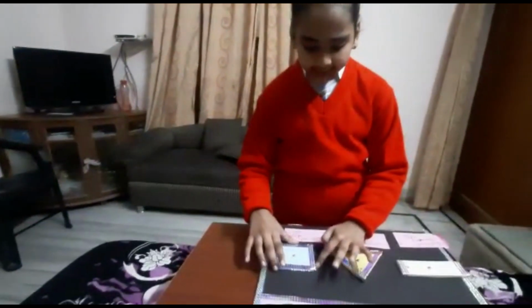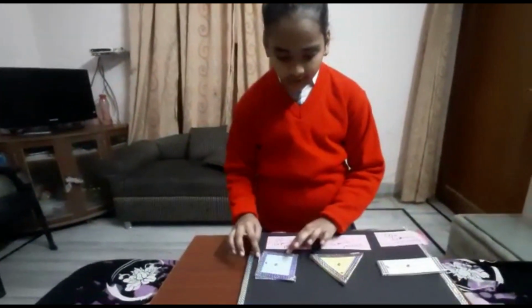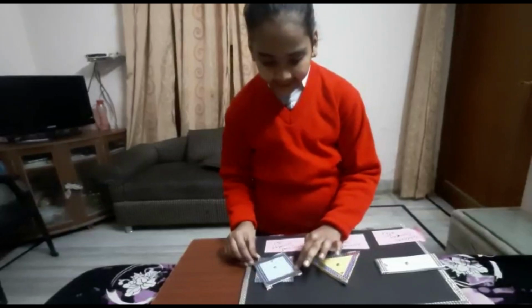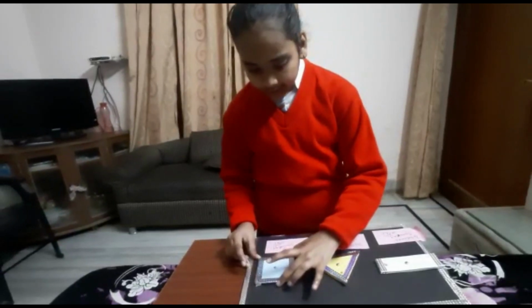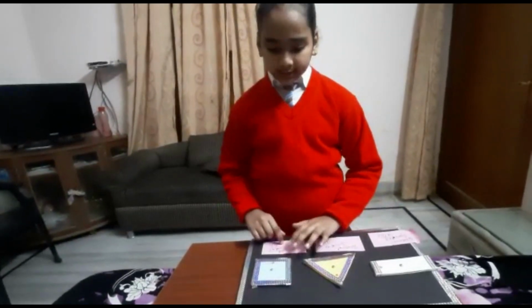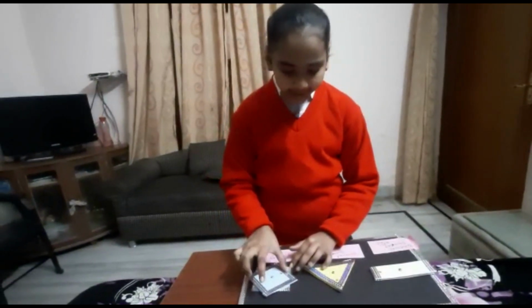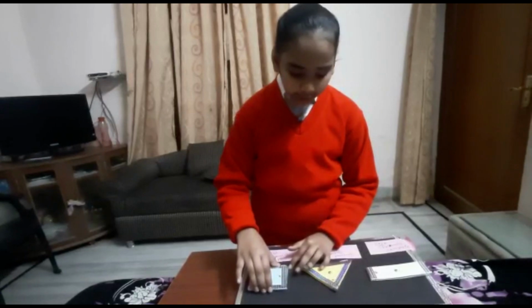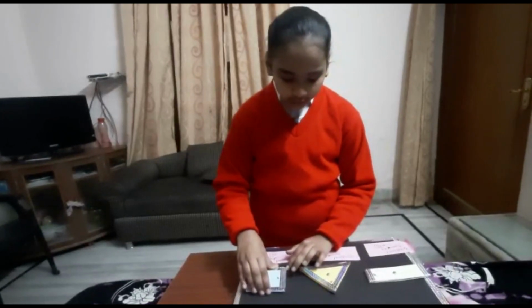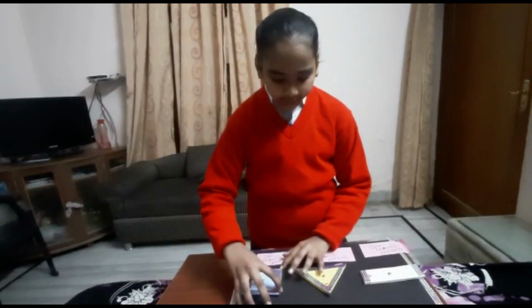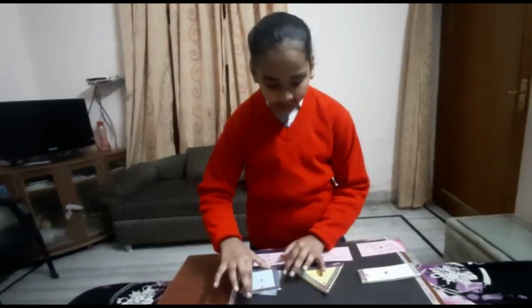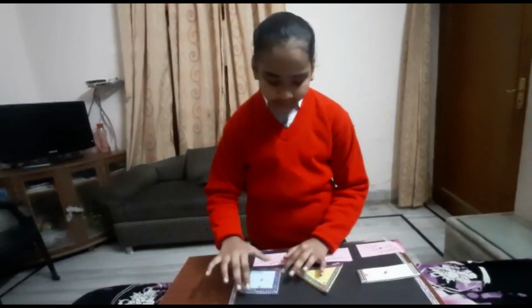Now we have the third example of a shape. When we rotate this by 90 degrees, it is symmetrical to the second one. Now we again rotate this by 90 degrees. It also overlaps each other. Now we again rotate this by 90 degrees. It is symmetrical to the second one.